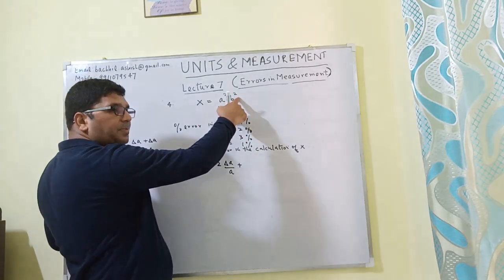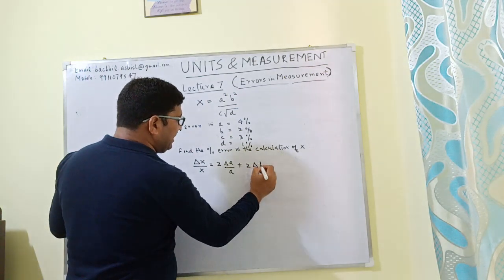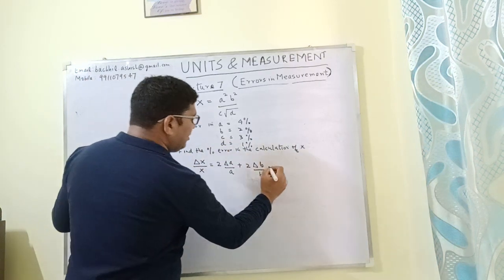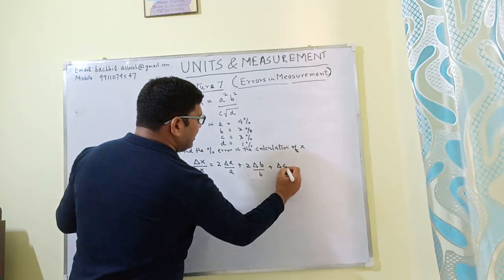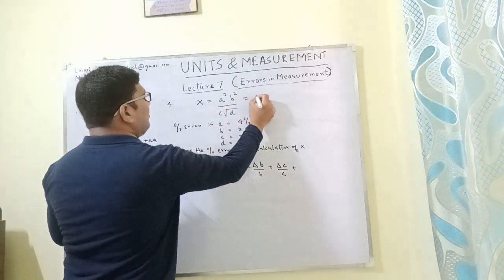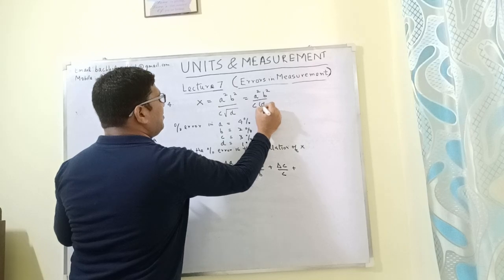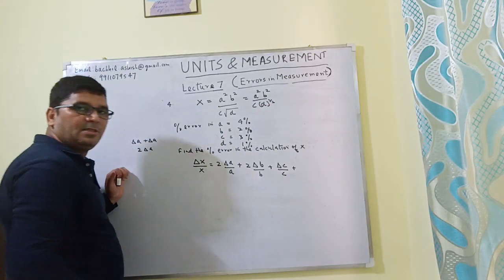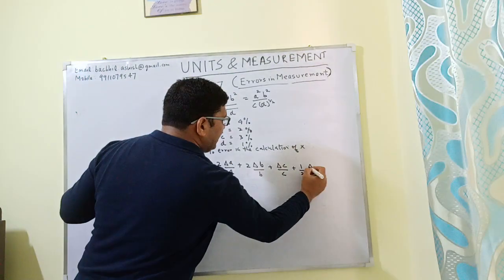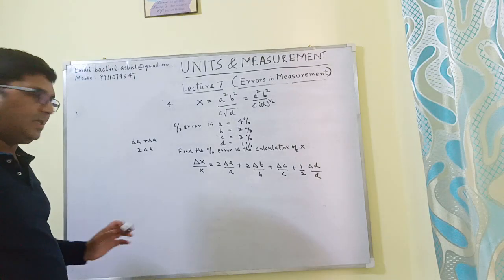we have measured b twice. So the error will be 2 times delta b divided by b. Here c is only 1 time, so it will be only delta c by c, plus d. Now this is equal to, I will just write it down, a square b square upon c d to the power half. So here this power will come here, delta d by d. Simple.